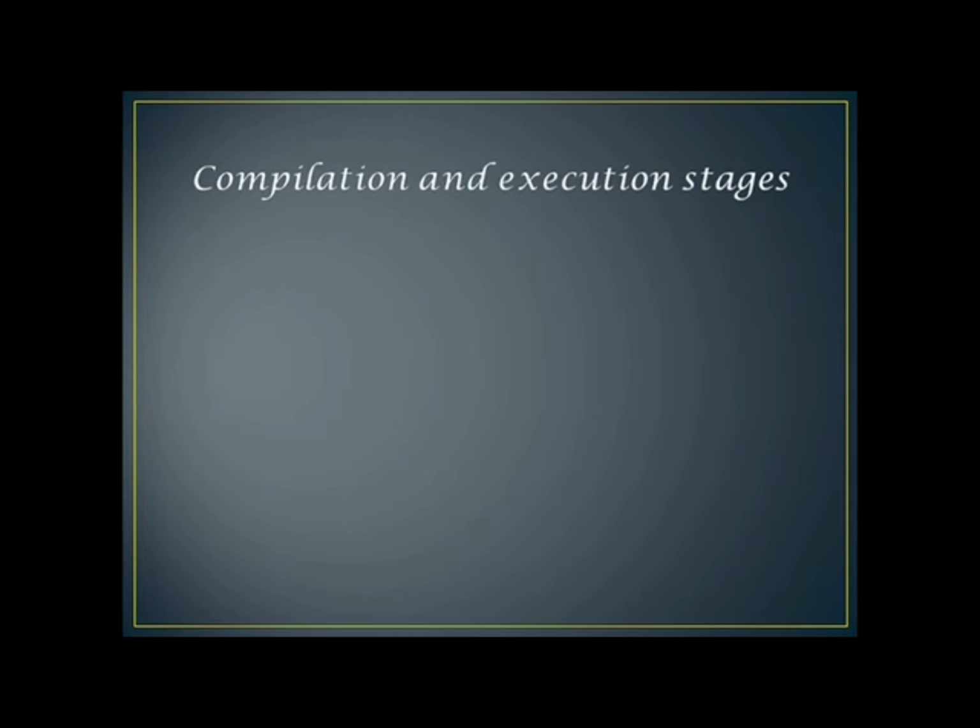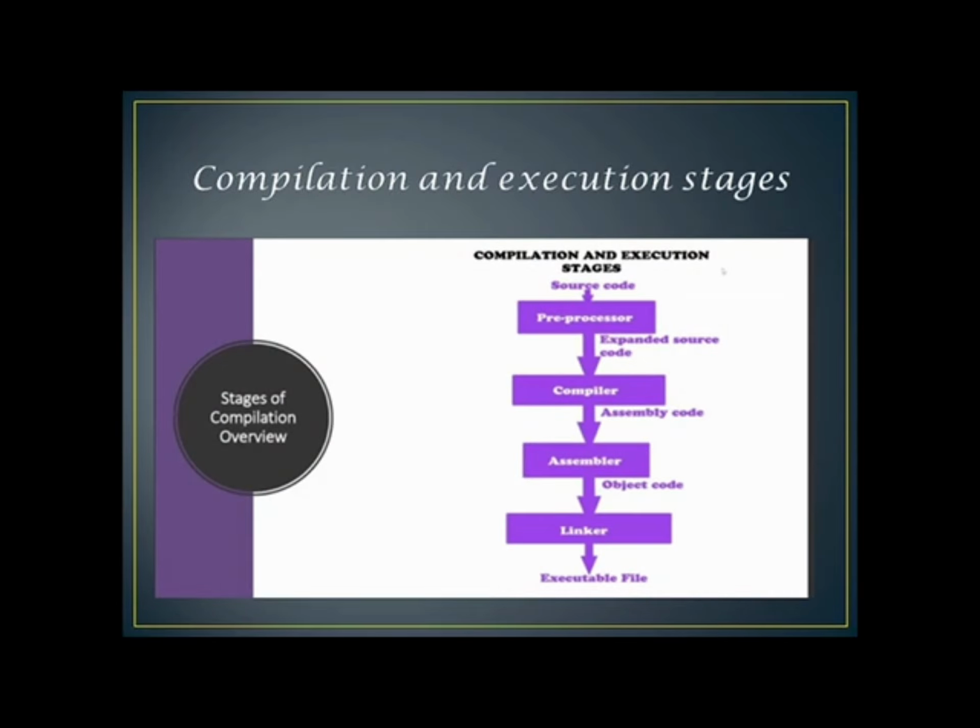Compilation and execution stages. First, pre-processing. In this stage, the preprocessor scans the source code for directives like #include and #define. It replaces these directives with the actual code they represent, effectively creating a single cohesive file. Next, compilation. During compilation, the source code is translated into assembly code by the compiler. The assembly code contains instructions that are specific to the target processor architecture but are still human readable.